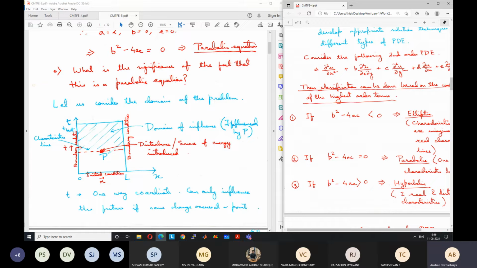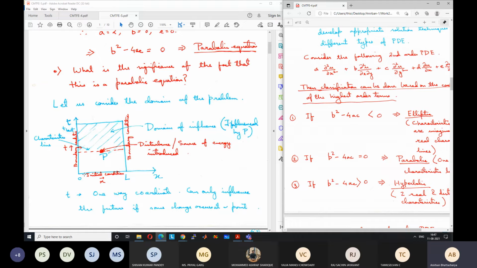So the domain of this problem is, there are two independent variables, so we can define the domain in terms of the two independent variables. In the x direction, the domain is from 0 to L. Let us consider a physical case to understand this better. There is a rod or a bar, which we can consider as a 1D domain, a metallic bar of length L.